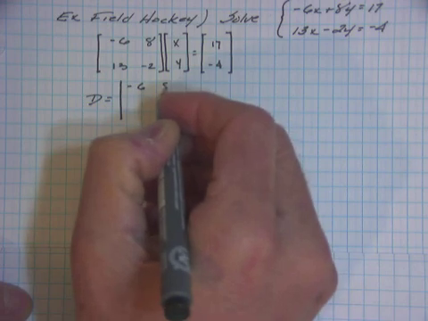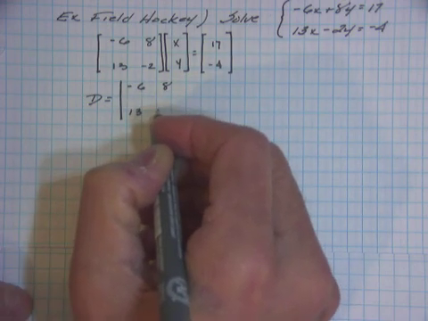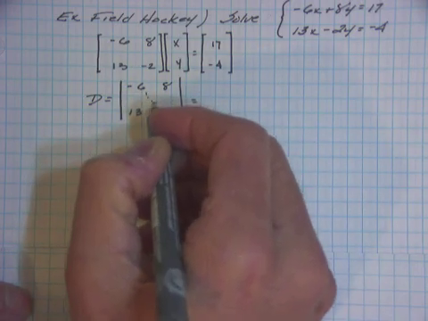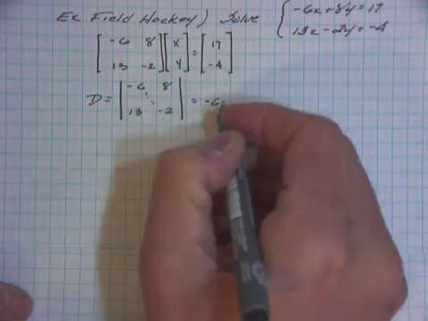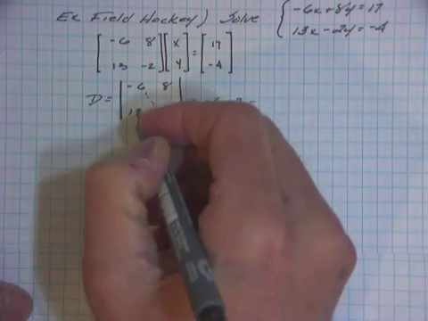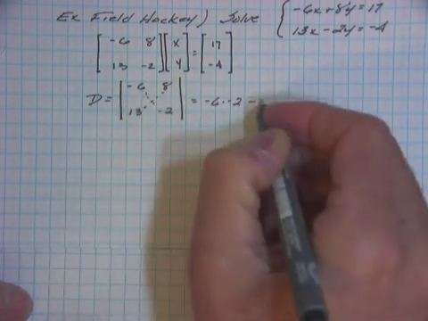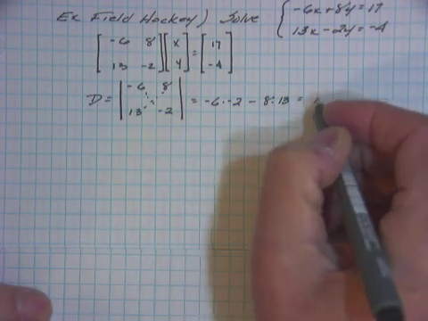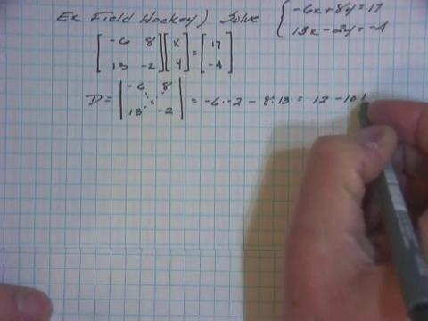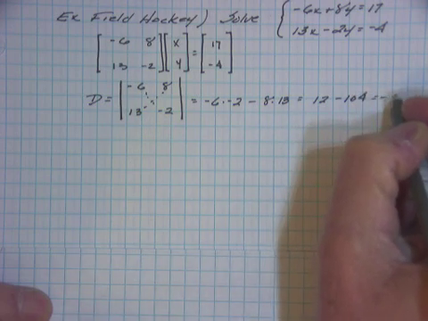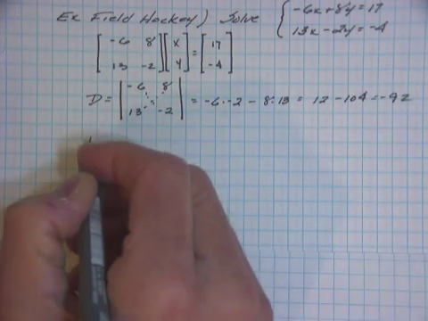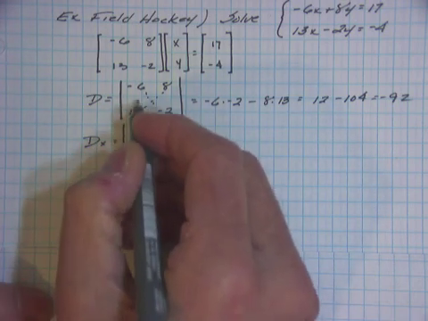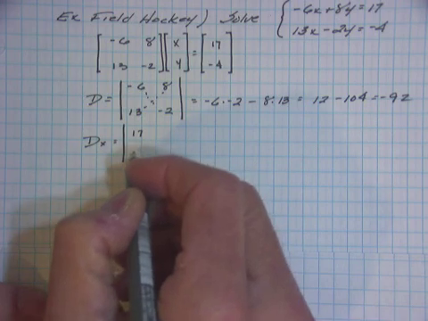All right, so let's find the determinant. D equals, bring down the coefficient matrix, negative 6, 8, 13, negative 2, which equals, we multiply these two together, negative 6 times negative 2, and we subtract the product of 8 and 13. So that is 12 minus 104, which equals negative 92.